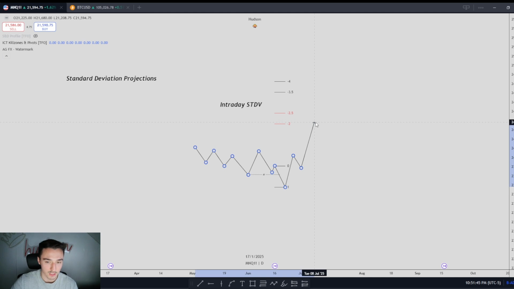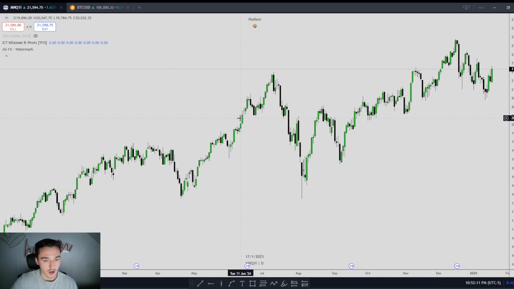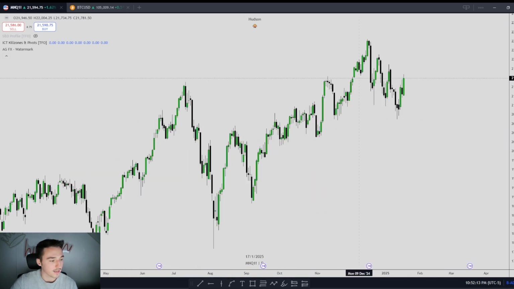Now if we want to respect it, where can we go to? Either an imbalance, right? We're going to reprice into an imbalance, but if there isn't one here, we can then return to equilibrium of the dealing range, and if we want to go higher, we will go back up to here. Now the intraday standard deviations don't always need to be your max expansion, right? So let's hop into the charts and I'll show you guys some examples of these standard deviations playing out.